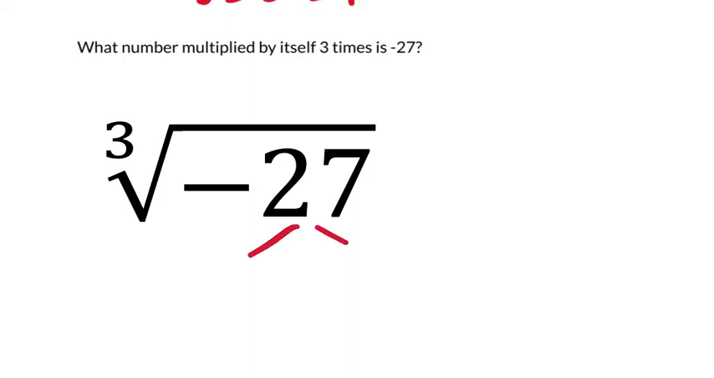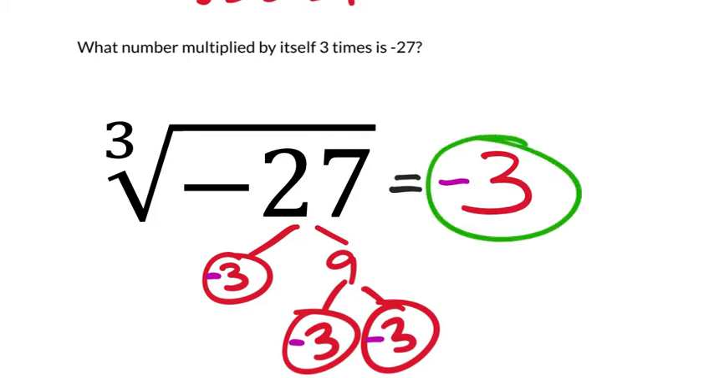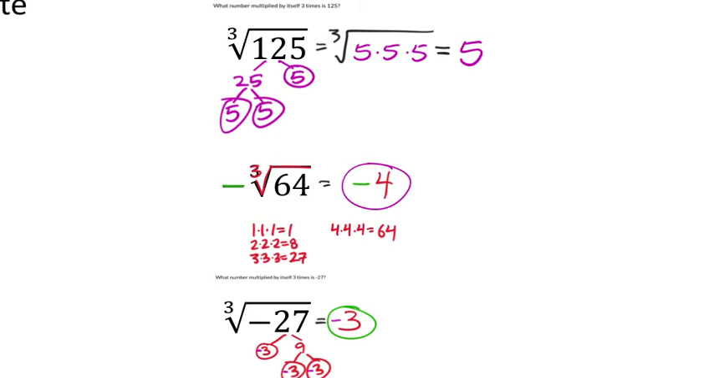Well, 27 we know that would break up into, I guess, 3 and 9. 3 is prime, and then 9 breaks up into 3 and 3 like this, right? But if I were to make each of these 3's negatives, that would be okay too, which means that what number multiplied by itself 3 times is negative 27? It's negative 3. And that's shown with the prime factorization. I didn't show as many steps as I did on the first one because this one kind of came pretty clear right there. Okay, so there's all 3 of those.